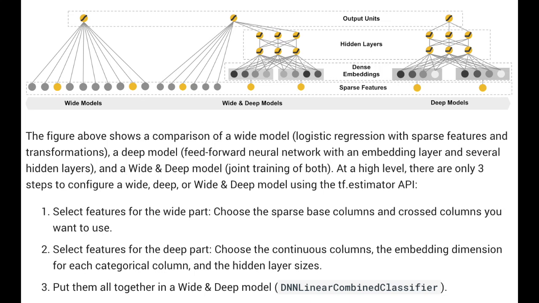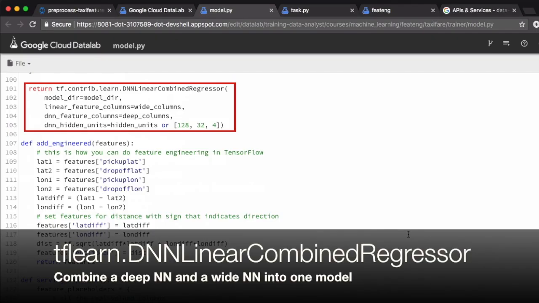The next bit is to select features for the deep part. And these will be the continuous columns. These are embedded dimensions, more on embeddings in just a moment. And the last step is to combine all of them into a wide and deep model. As you might expect, that last step is really pretty simple. We simply instantiate a different kind of model object. This time we instantiate a DNN linear combined regressor.